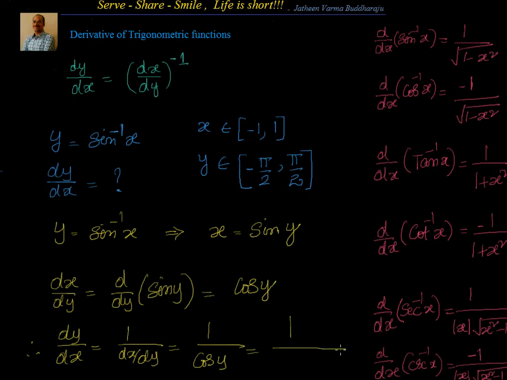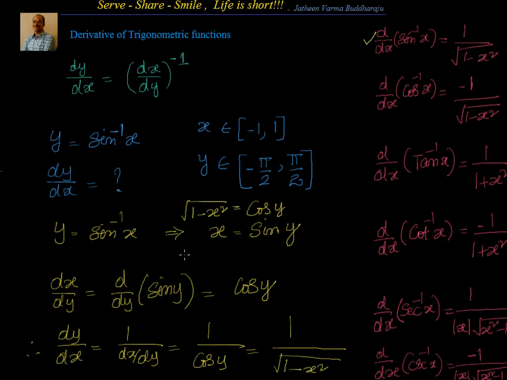But we know sin y is equal to x. Then what will be cos y? Cos y will be nothing but equal to square root of 1 minus x square. How we got it? Because we know sin square y plus cos square y equal to 1. That's one of the trigonometric Pythagorean identities we have. So if x equal to sin y, then cos y is square root of 1 minus x square. Therefore, the derivative of sin inverse x is nothing but 1 by square root of 1 minus x square. So the first one is done.